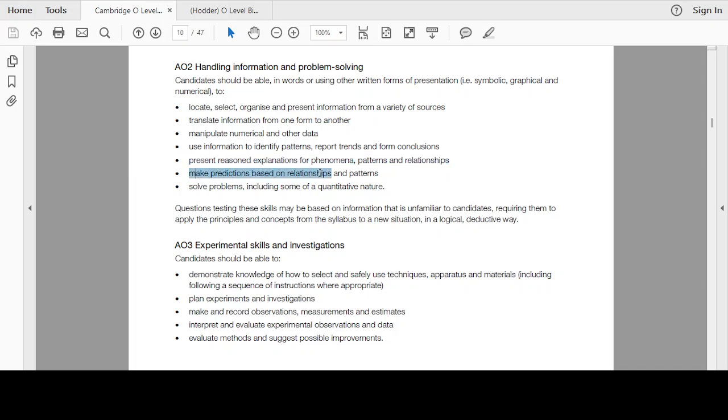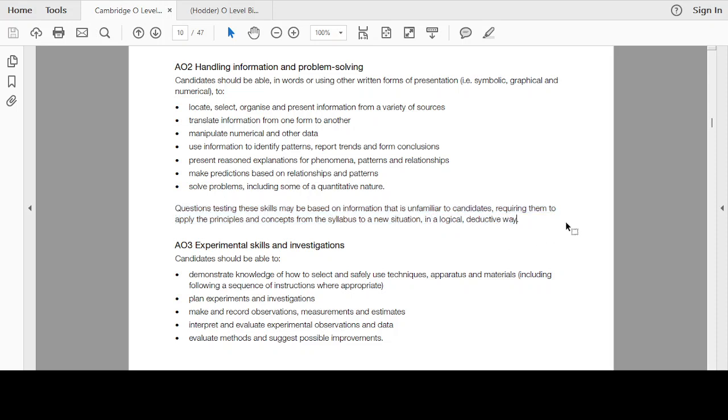Make predictions based on relationships and patterns, and solve problems including some of a quantitative nature. So questions involving numbers. Questions testing these skills may be based on information that is unfamiliar to candidates, requiring them to apply principles and concepts from the syllabus to a new situation. That is the highlight of Cambridge. They put you in new situations, right? And so you should take on concepts and apply them, even though they might name something that you're not familiar with, but the concept still applies in a logical, deductive way.